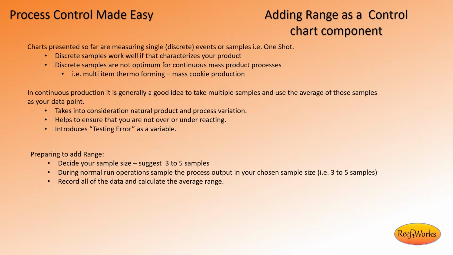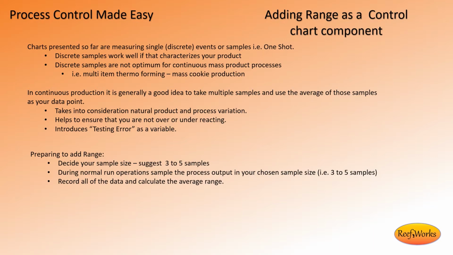But in the mass process, if you're doing multi-item thermoforming, let's say you're making cookies or sheetrock or plywood, what have you, you're producing a lot at a time. So you want to take a lot of different samples. In continuous production, when you take those multiple samples, it helps ensure that you're not over or under reacting, because a single point may be misleading. But it does introduce testing error.